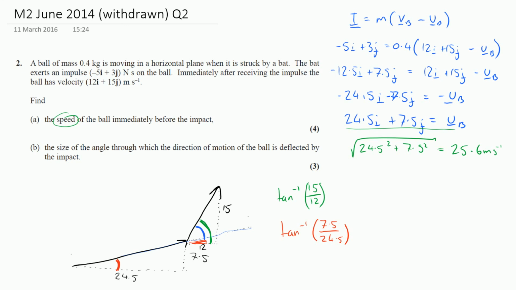So popping this into my calculator, I find out that the green angle is 51.34 rounded, and my red angle is going to be 17.02 rounded. So my angle of deflection is going to be the difference between those two, so 51.34 minus 17.02, which gives me 34.3 degrees.